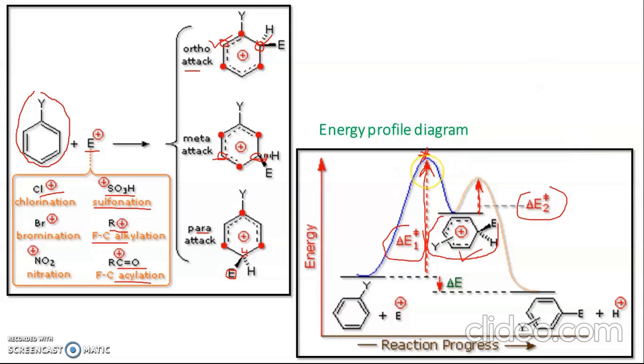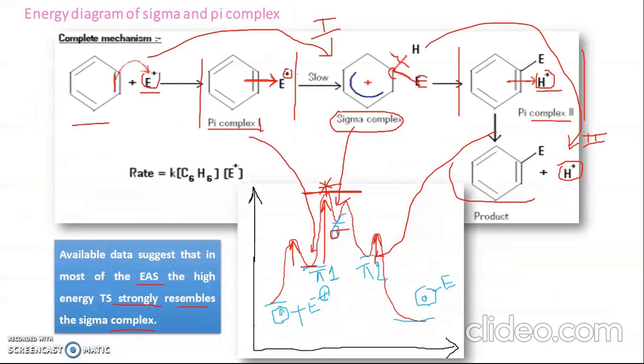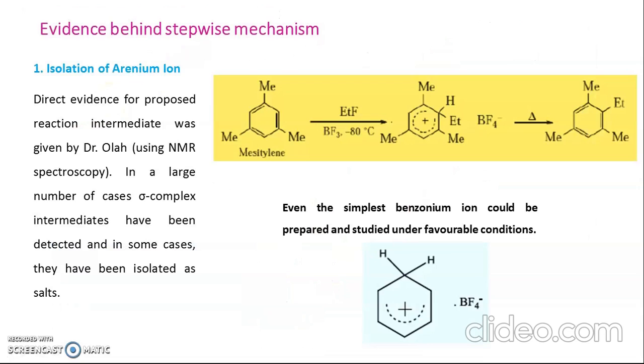So actually what we have done is elaborate this portion in the second slide. That is the difference. Though most of the time you will see only this energy profile diagram, before formation of the sigma complex there is formation of a weak pi complex also, and after the sigma complex is broken, there is also the formation of pi complex 2. So that is the energy diagram of sigma and pi complex.